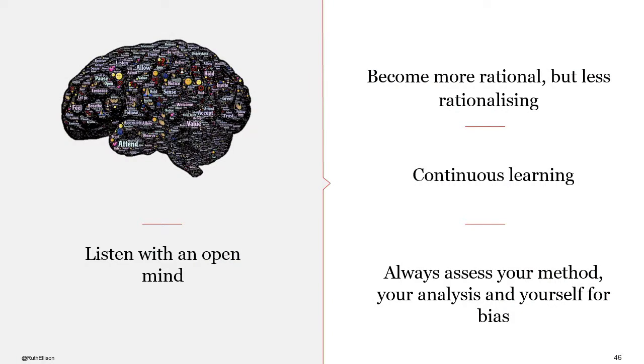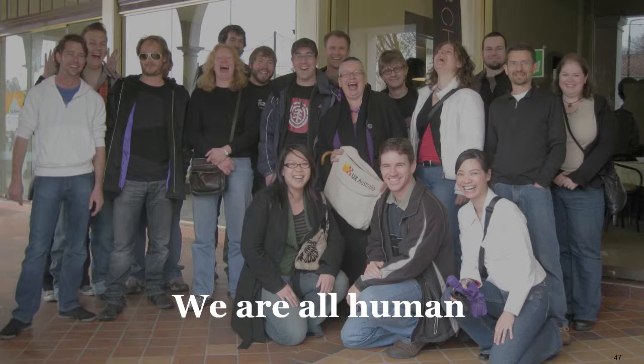So how we get around this is to listen with an open mind and become more rational, but less rationalizing. And also adopt a continuous learning mindset, because it helps us constantly reassess who we are, what our methods are, and also look out for biases in ourselves. So at the end of the day, remember, we are all human. Biases are inherent in us, but if we can be aware of it, we can actually deal with it.